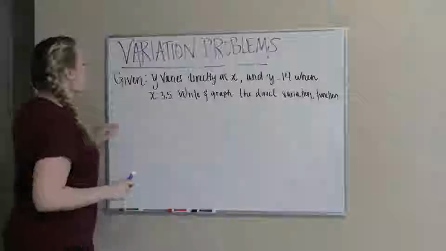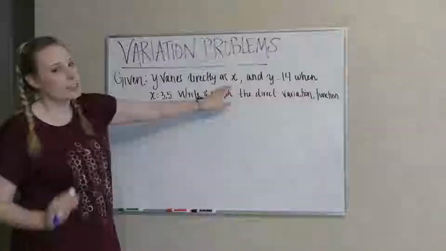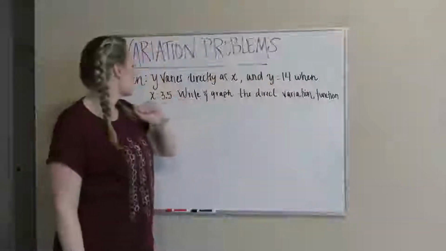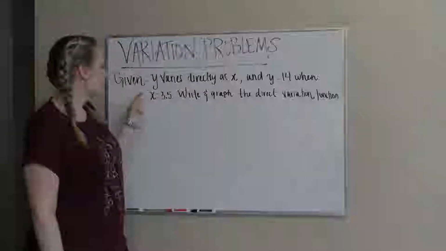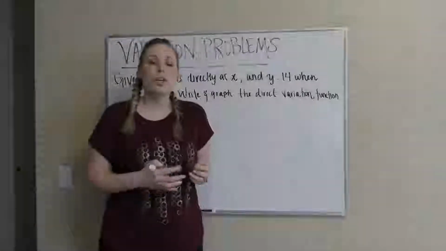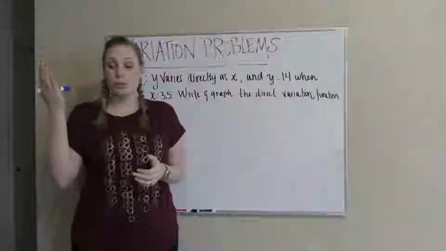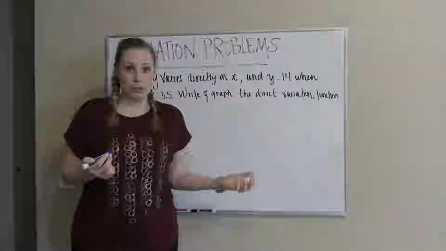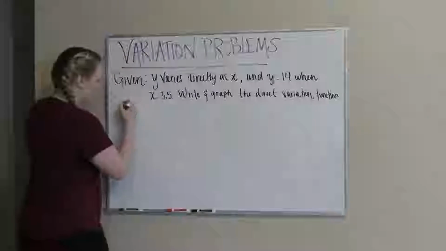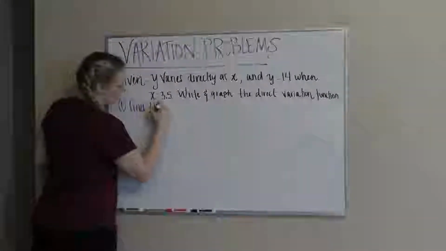Okay, so given y varies directly as x. It's a weird wording, but that's the way it's worded. And when y equals 14, when x equals 3.5, write and graph the direct variation function. So what we know is that y is going to increase as x increases. And so we need to find what is the variation constant. And so step 1, find the variation constant.